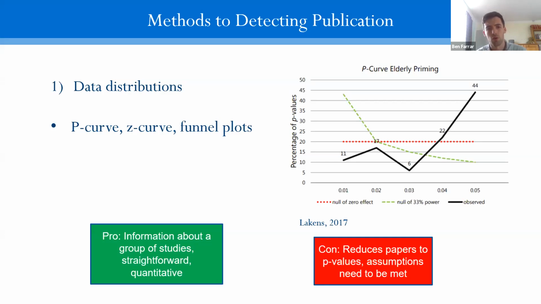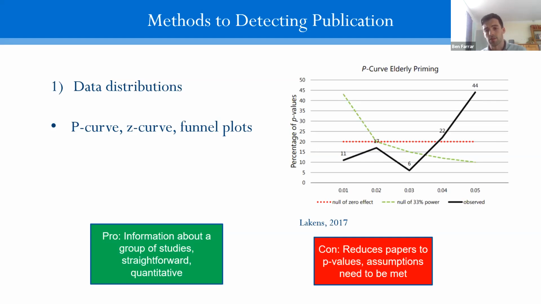And this is really good because it gives us quantifiable information about a group of studies. And it's quite straightforward to run once you've collected the data from the literature. But on the negative side, these sorts of methods really try and reduce papers down to p-values and to statistics. And often the claims that are being made in papers aren't necessarily very easy to relate down to exactly, okay, well, this p-value is what this claim rests on. So there's a bit of a disconnect between the claims of the papers and the p-values or the test statistics you're collecting.